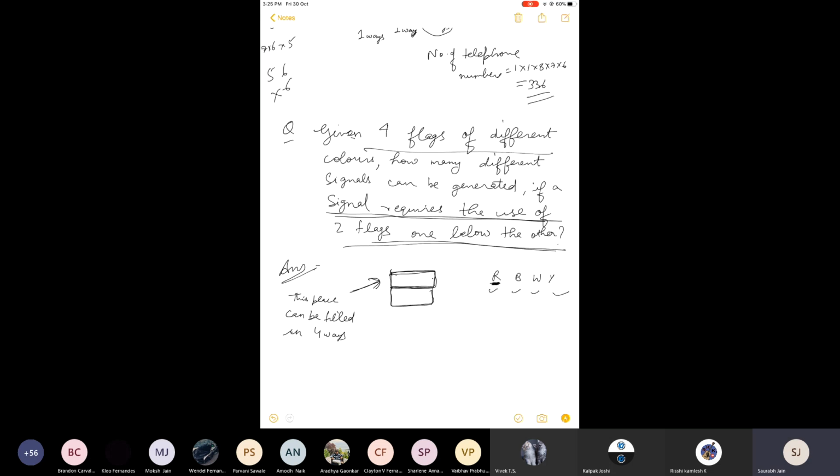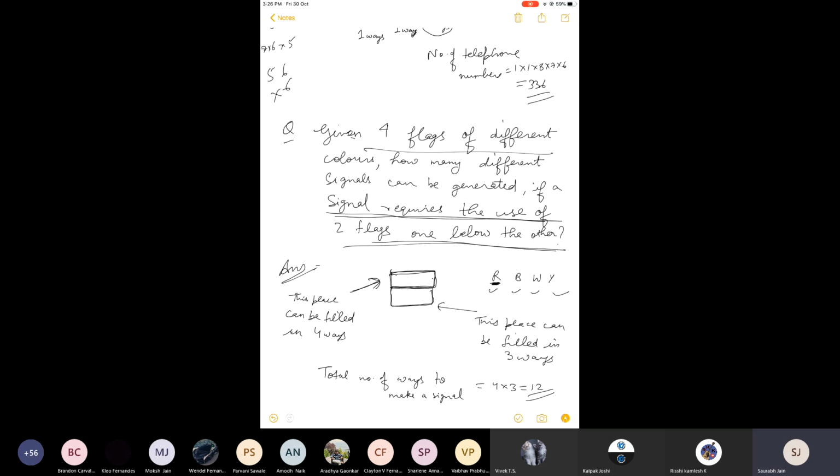this place can be filled in 3 ways. So total number of ways to make the signal is 4 into 3, that is 12.